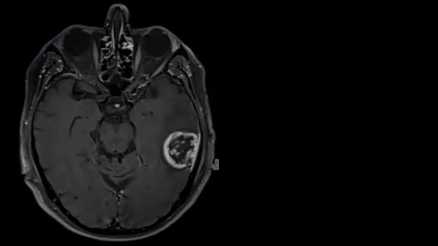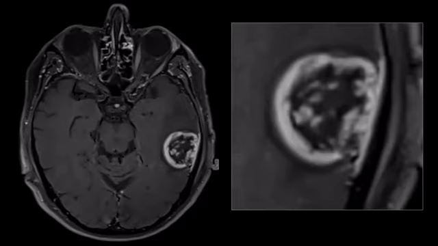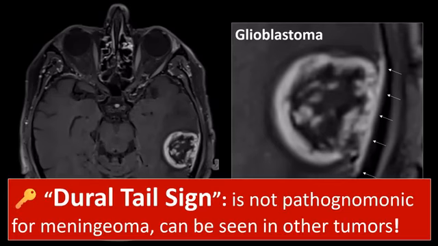Yes, we often see them in meningiomas. We often see them in extraaxial tumors, whether they are meningiomas or others, but you can see them in basically any superficially located tumor that makes contact with the dura. This patient over here has a dural tail, but the tumor is located inside the brain parenchyma, is centrally necrotic, and this is a glioblastoma. So remember, the dural tail sign is not pathognomonic for meningioma. It can be seen in other tumors.